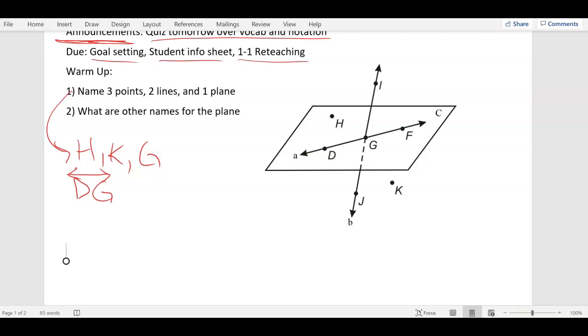Whenever you have a little lowercase letter next to a line, you can also name it with that 1 letter. Kind of weird. So what's the name of this line right here? Line A, okay? So you can say line A. That's another way to say it. And same line. What's another way we can name the exact same line? What are 2 other letters on that line?